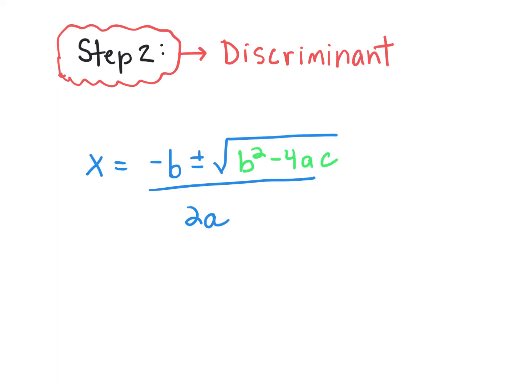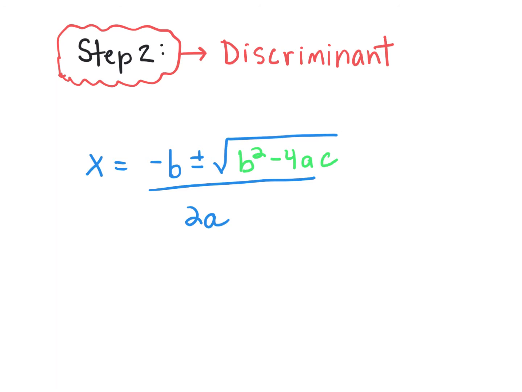We have identified that we are going to use the quadratic formula to be able to find the x-intercepts of a quadratic equation. And then we have, in step 1, identified our A, B, and C of the quadratic equation. And now we're going to look at the discriminant.